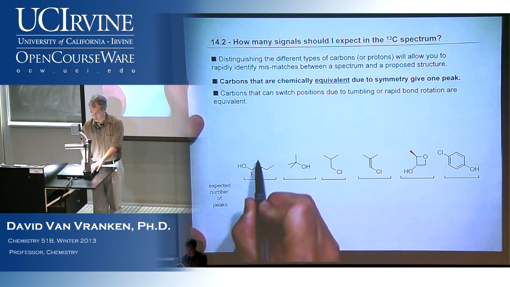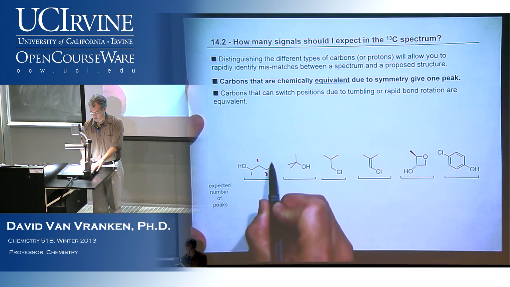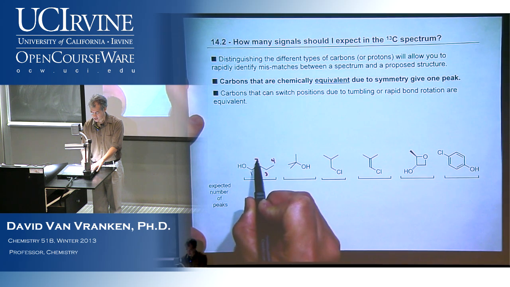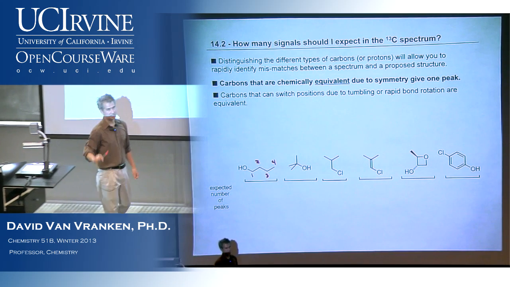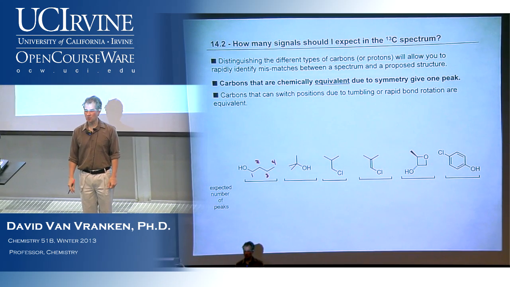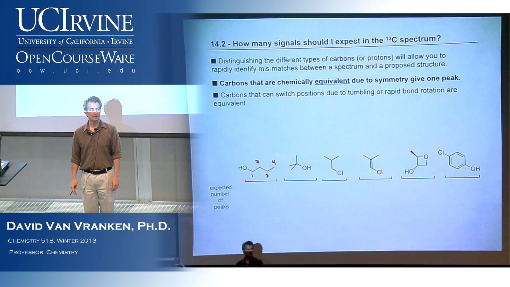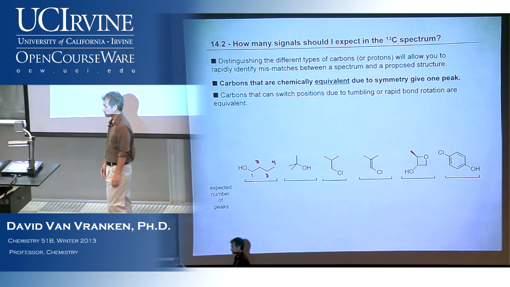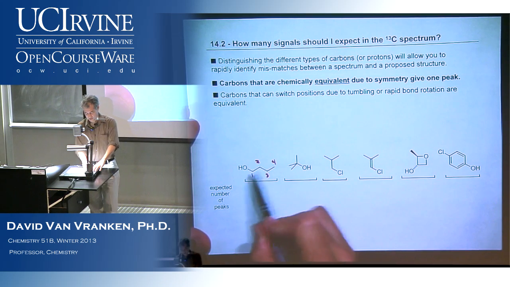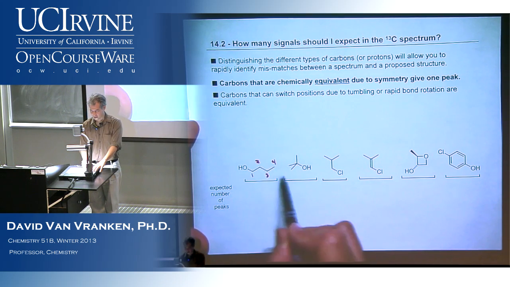Here's carbon 1, here's carbon 2, here's carbon 3, and here's carbon 4. And I can immediately tell that all 4 of those carbons are unique and distinctive. Carbon 1 is closest to oxygen. Carbon 2 is 1 carbon away from oxygen. Carbon 3 is 2 carbons separated from oxygen. Carbon 4 is at the other end of the molecule.